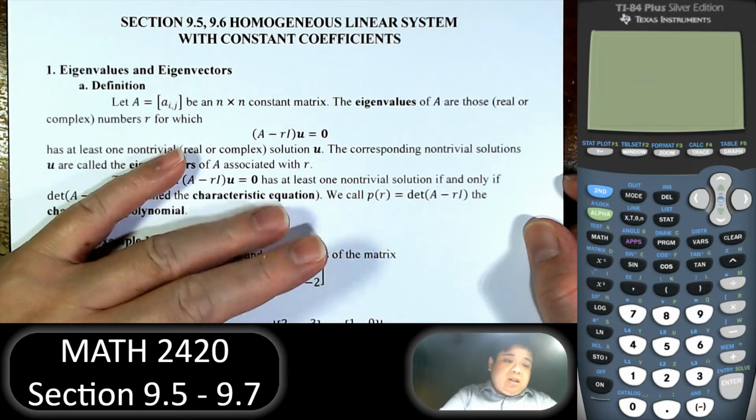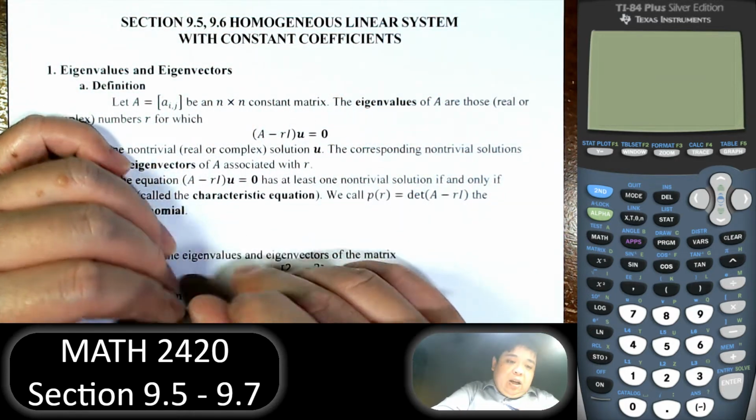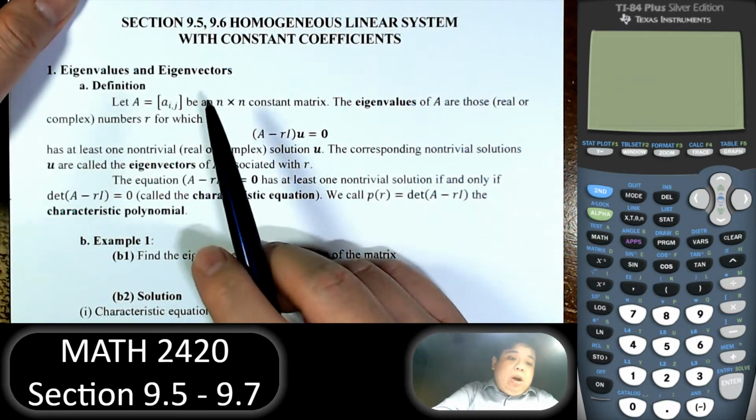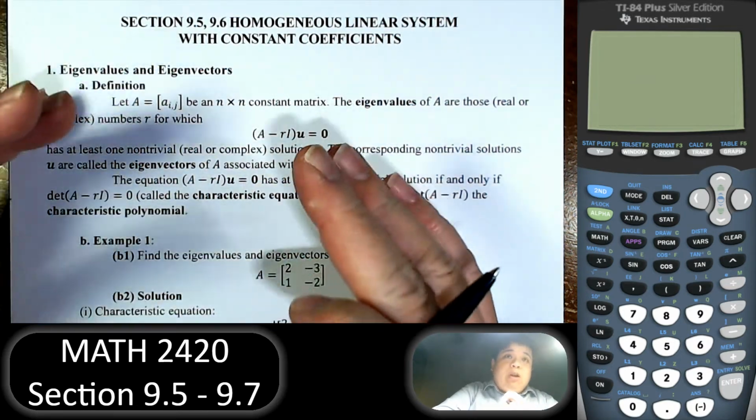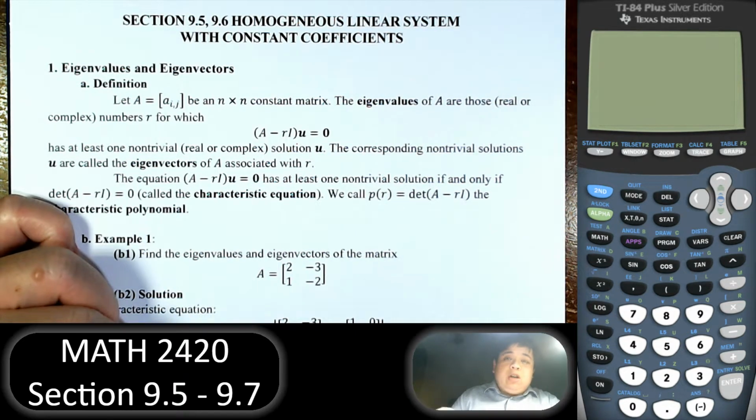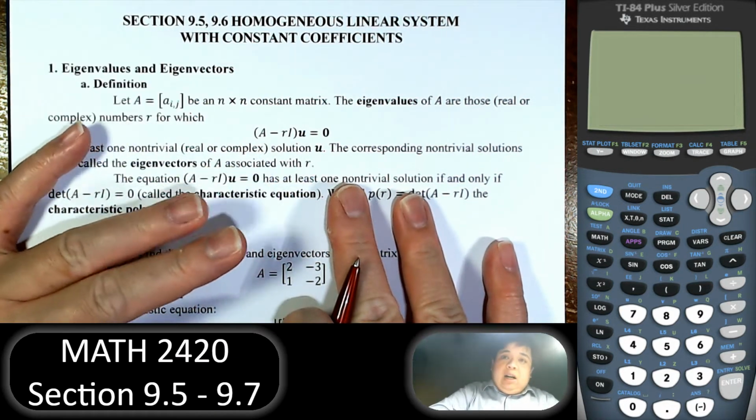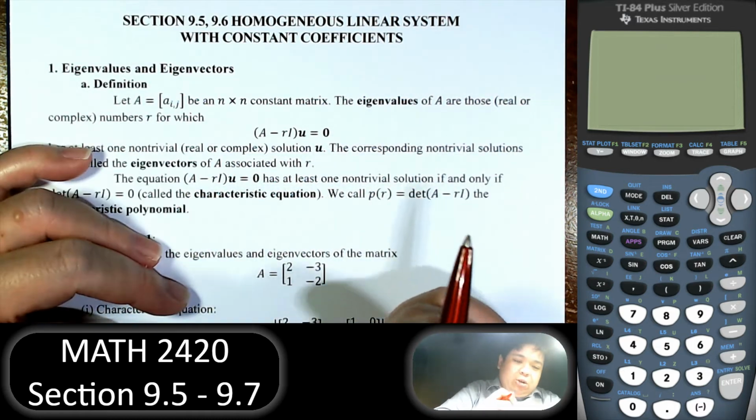In these sections, we study the matrix form of the differential equation and we try to solve differential equations using a matrix. If you have taken linear algebra, this will be a little bit easier. If not, it will be something new.